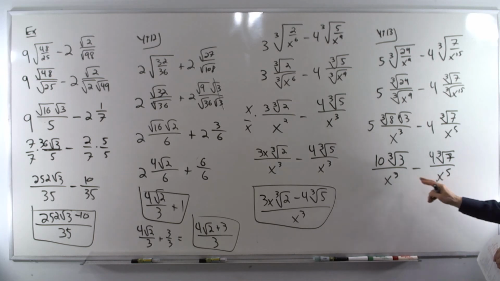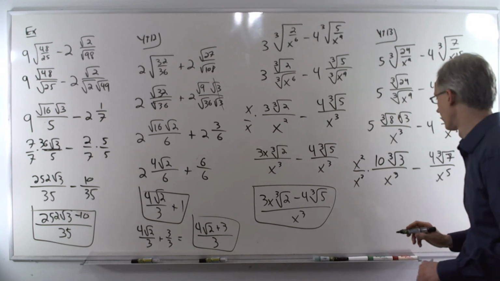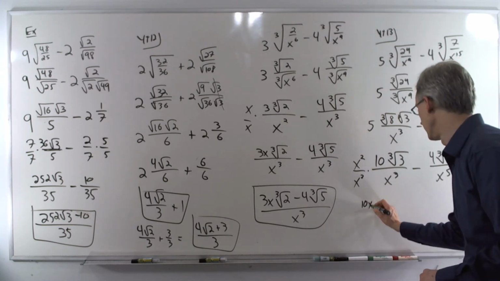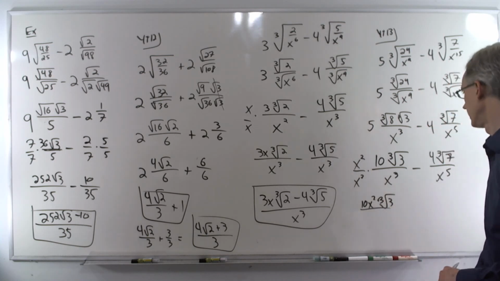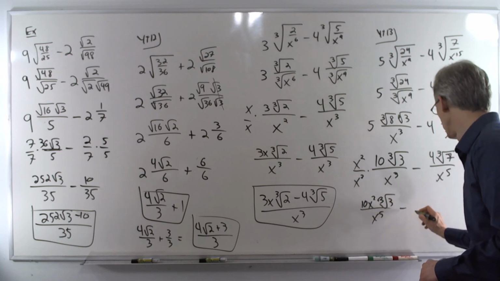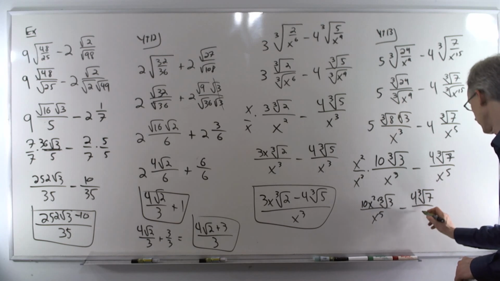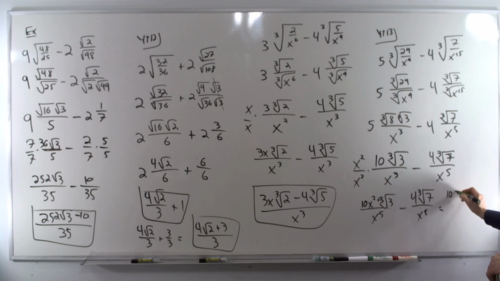Now we need a common denominator, so I'm going to multiply this one by x squared over x squared. And that gives us 10 x squared times the third root of 3 over x to the fifth minus 4 times the third root of 7 over x to the fifth. And we can combine them into one fraction, so that is 10 x squared third root of 3 minus 4 times the third root of 7 all over x to the fifth power.